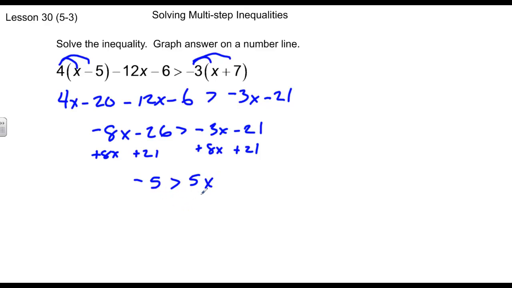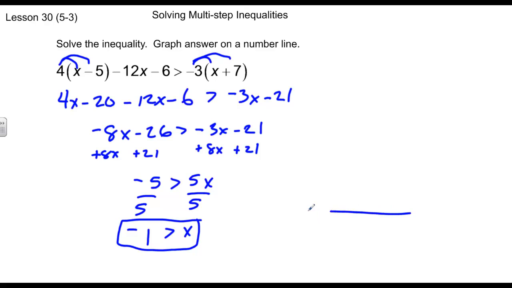I need to get x by itself, so I divide both sides by 5. Notice I'm dividing both sides by a positive. My inequality sign does not need to reverse, so I get x is less than -1. There's my algebraic solution. If I want to graph this, I create my number line, find -1 on it. It's not included, but x has to be less, so less goes to the left, and there's my solution.